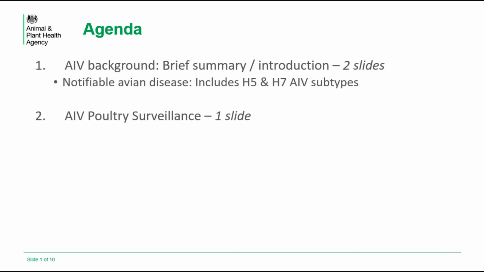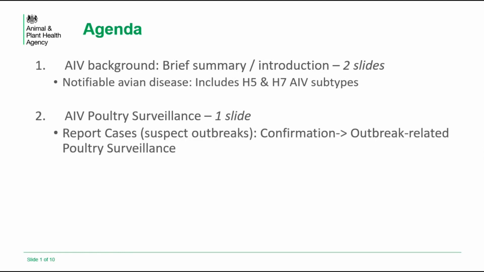I'll talk about AIV poultry surveillance. I'll just summarize that in one slide. Here, the starting point will be the report cases, which are defined. That's our terminology for suspect outbreaks, and that leads to confirmation in the laboratory. Now, although of course outbreaks per se will not be the focus of our presentation, however, the report cases which are confirmed as outbreaks then do lead to actually prompt some outbreak related poultry surveillance.